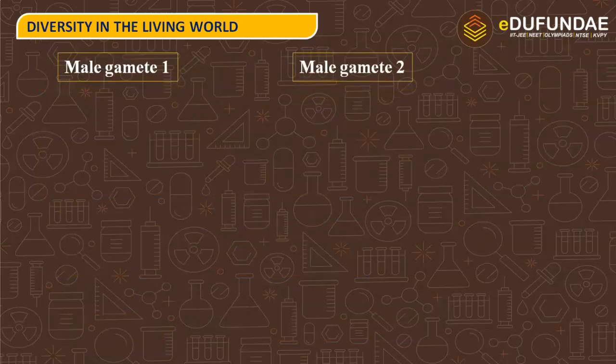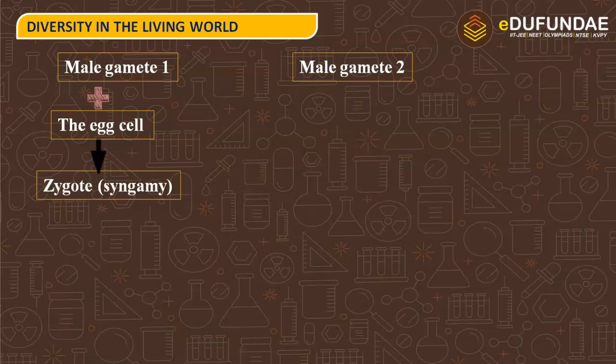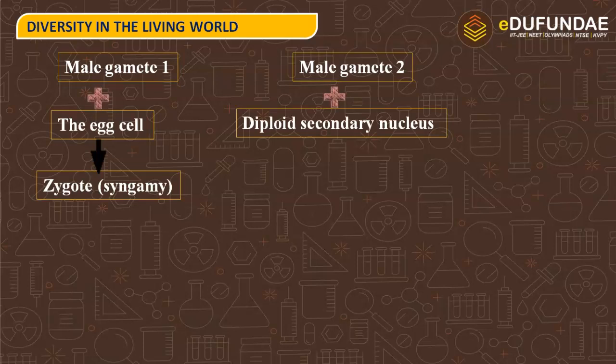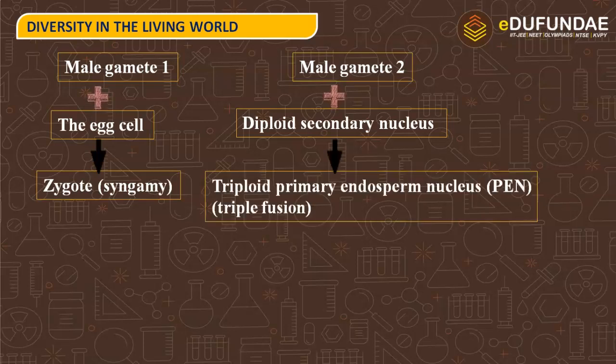So here we see the explanation. The male gamete 1 will interact with the egg cell and lead to the formation of the zygote, and it is called syngamy, which will further lead to the formation of the embryo. Next we have the male gamete 2 that interacts with the diploid secondary nucleus and further leads to the formation of the endosperm, and it is also called the triploid primary endosperm nucleus because it has 3 nuclei present in it. 2 were already there in the embryo sac and 1 comes as the male gamete, and hence it is also called triple fusion.